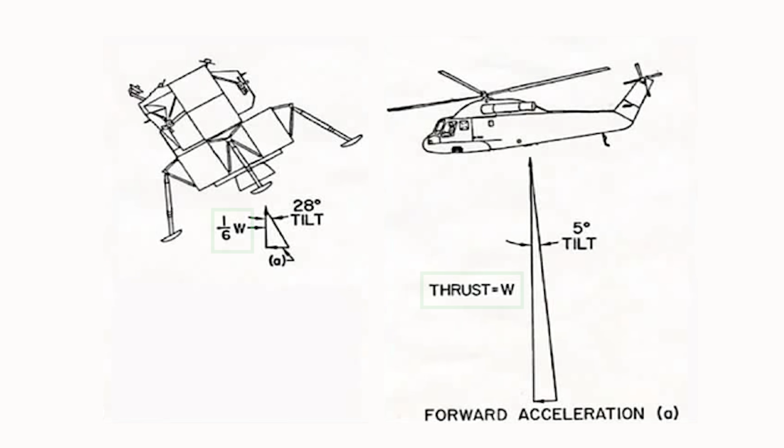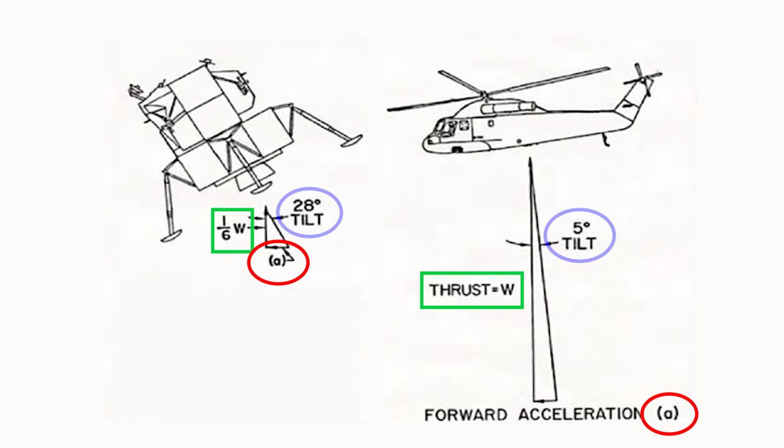Over the moon, where there is definitely no drag, and weight is only 1/6 of Earth, the same amount of acceleration requires nearly 6 times the tilt angle.